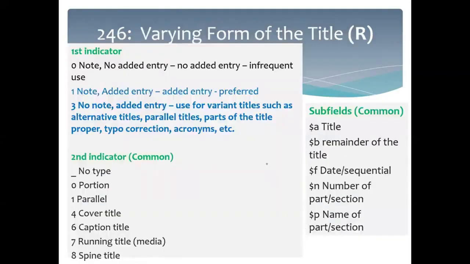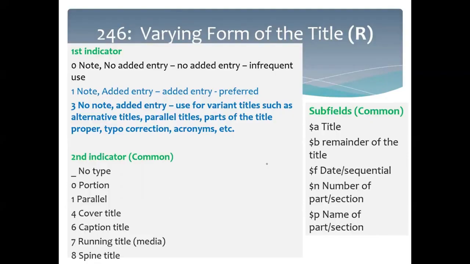For 246, I'm not going to go into all of these, but you'll have these to look at. I picked out the things that are more common that you would see in this field. I would say you're usually going to see more of the 246 1 for the parallel title. Sometimes you see a 246 3. And then whether or not it's an added entry is what you're going to do for the first indicator. The most common use you're going to see for that first indicator is a 246 1. That's sort of the preferred version. And then there's also a 246 3, which is no note, added entry.